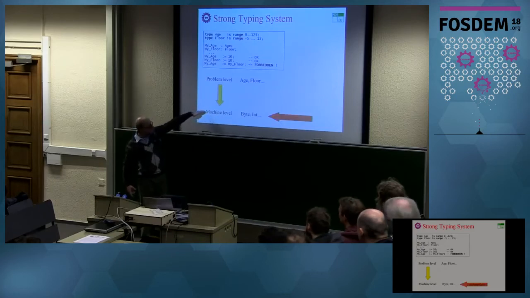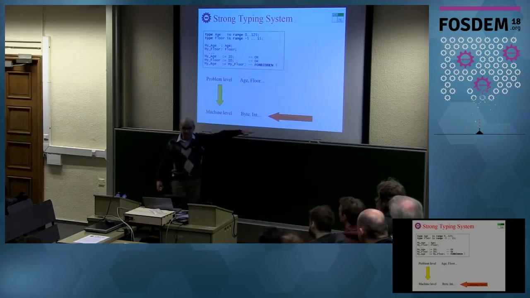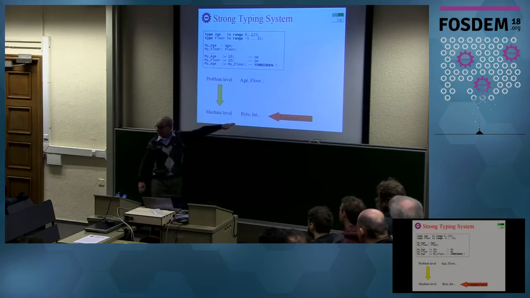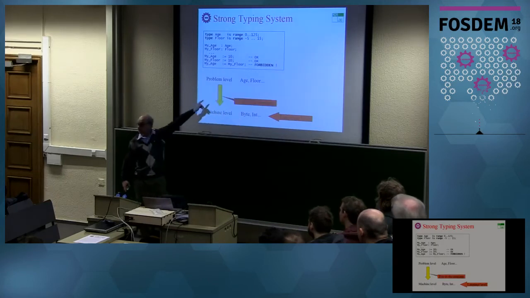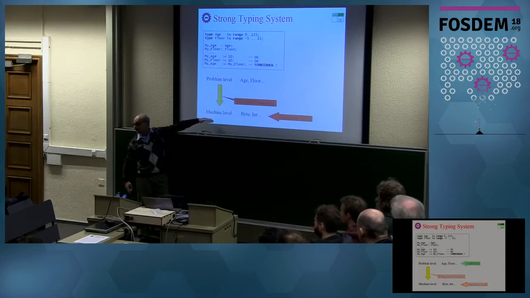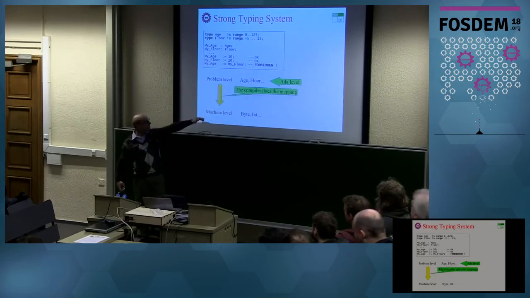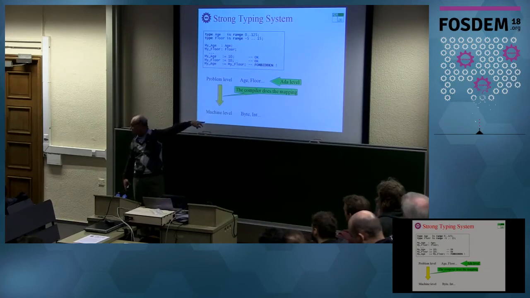With other languages, the types that are provided by the language are machine types. Therefore, you have to do the mapping between the high-level problem-level type and the machine type. What's new in Ada is that you describe your problem at the problem level, and the compiler is in charge of doing the mapping.